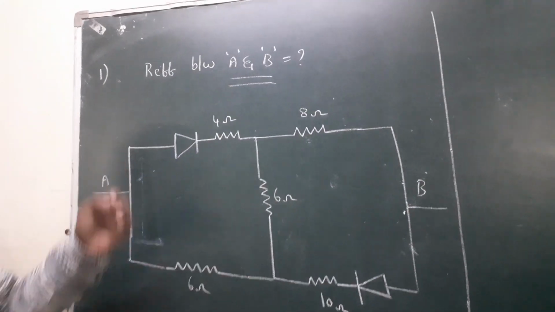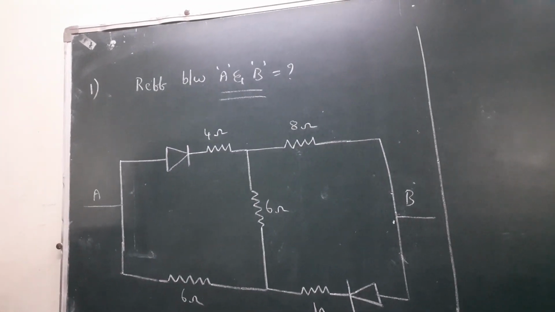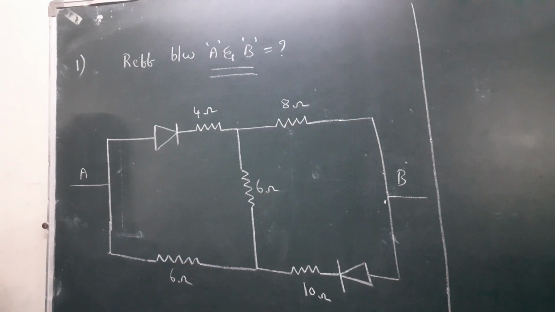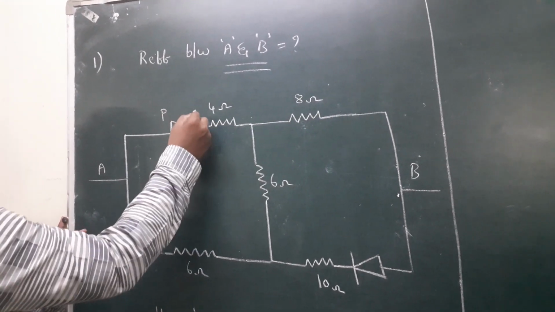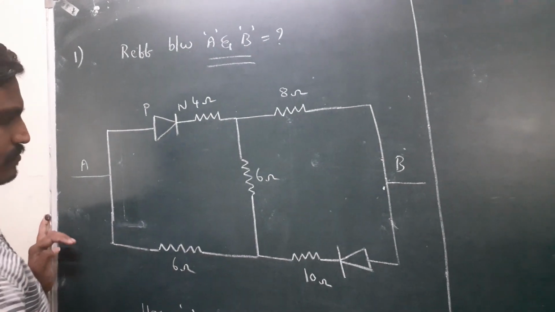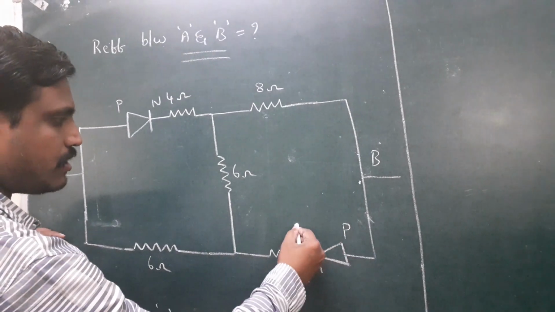To see here, one problem I discuss. This is the circuit diagram. Here, this is the diode PN. Here another diode is there, PN.